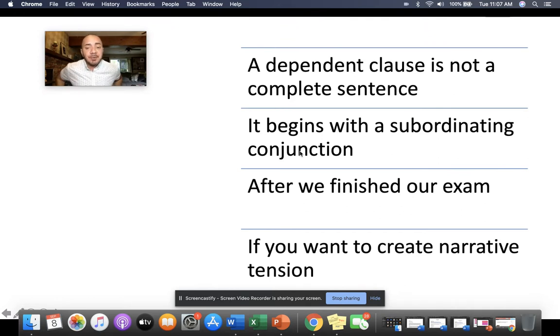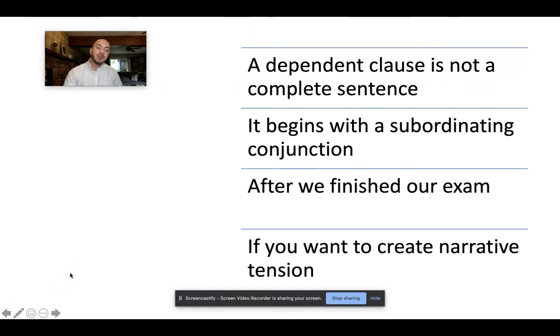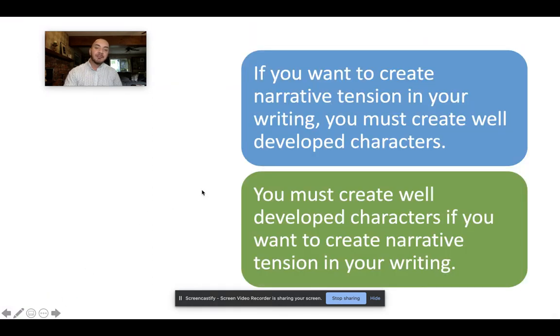Or in our second example, if you want to create narrative tension, we have you, which is a subject, want, which is our verb, and then we have our whole predicate. You want to create narrative tension, but because the sentence begins with the word if, that's our subordinating conjunction, it makes it not a complete thought. And so therefore, these are both examples of what we call dependent clauses. We can revise those dependent clauses and attach an independent clause to them, thus creating what's called a complex sentence.